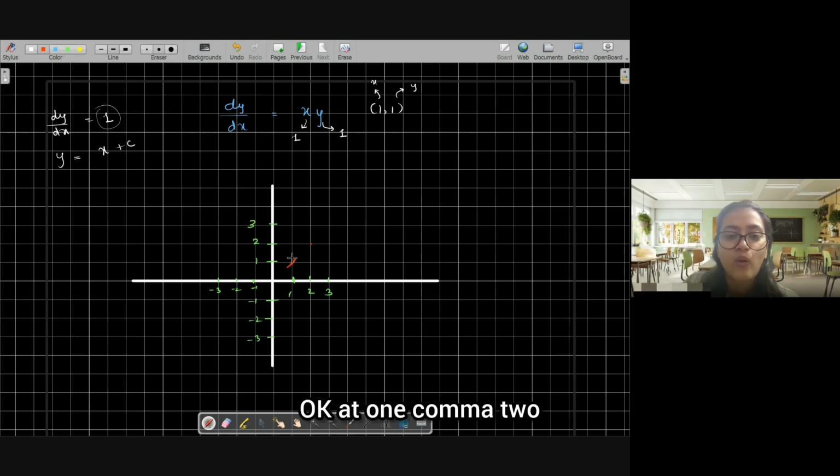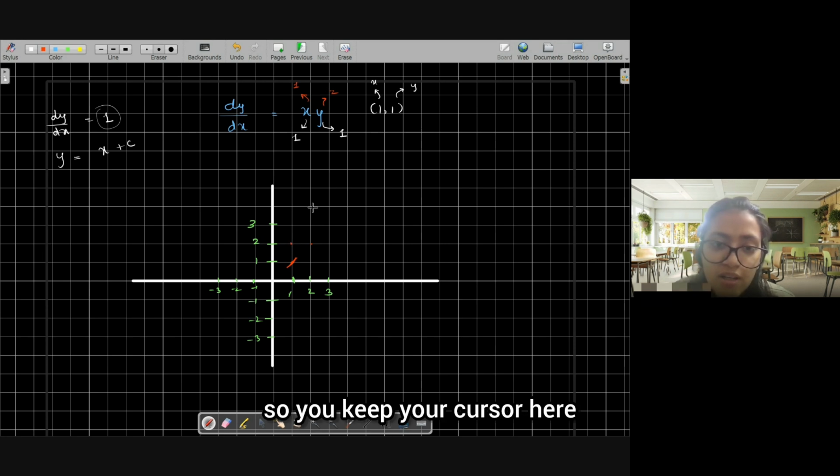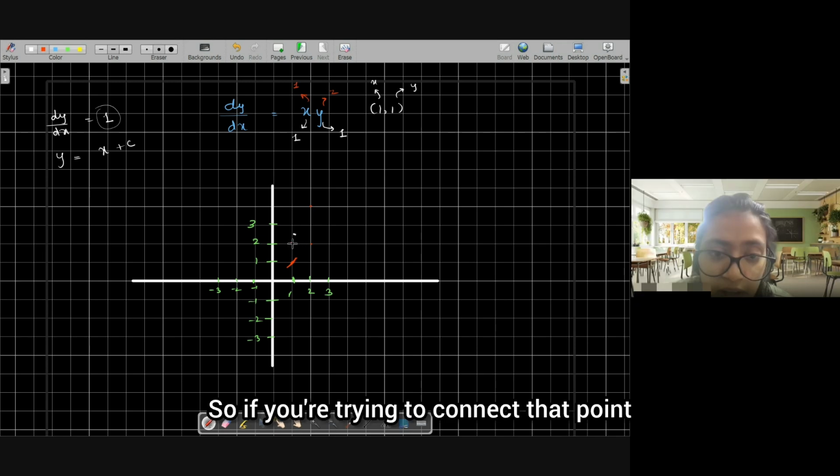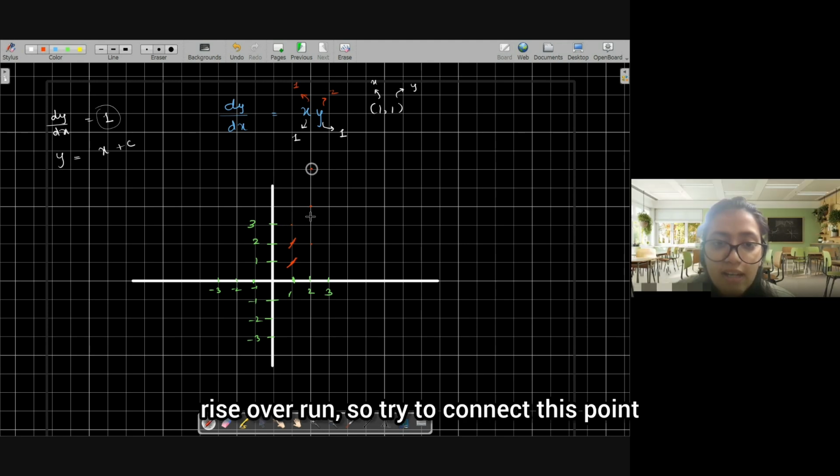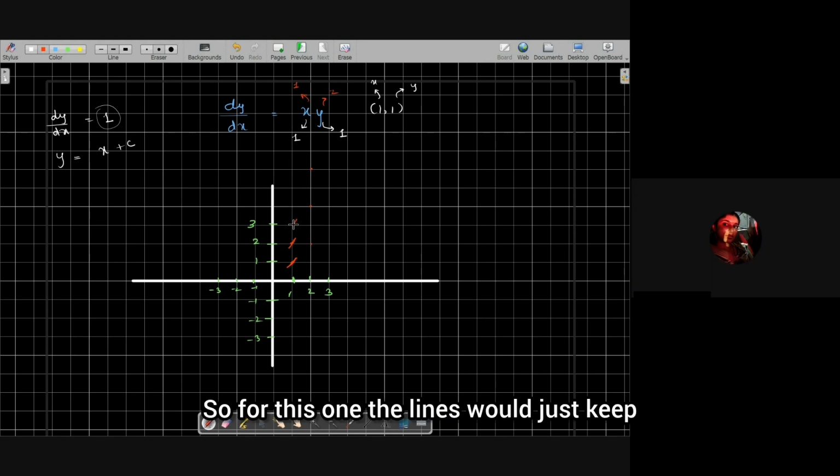At 1 comma 2, take x as 1 and y as 2, so the slope will be 2. So 1 comma 2 is this point, and its slope is 2. You keep your cursor here and try to draw the straight line as if you're trying to connect this point, rise over run. You'll get this sort of line. Then 1 comma 3, rise over run, so try to connect this point. For this one, the lines would just keep increasing in slope? Yes.